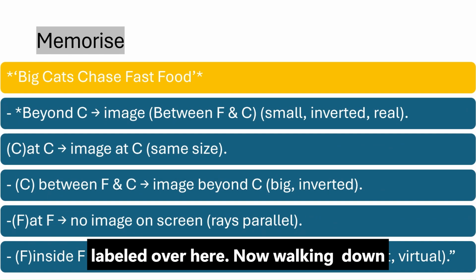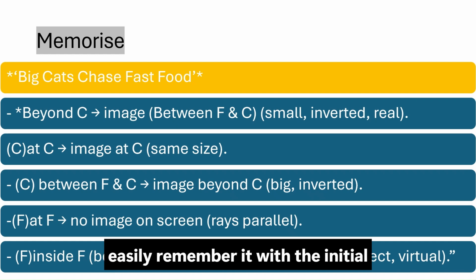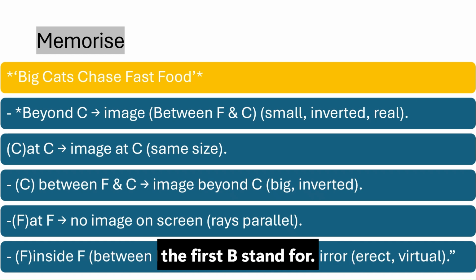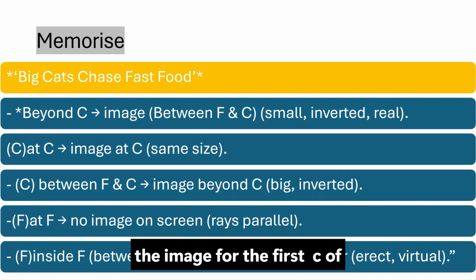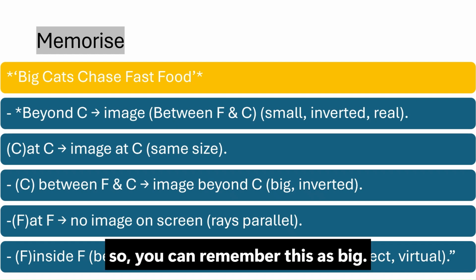Now, walking down memory lane, you can easily remember it with the initial letters B, C, C, F and F. The first B stands for beyond C, image between F and C. For the first C, object at C, and the image at C. The second C is between F and C. The first F is for at F. The other F is for inside F. So you can remember this as big cats chase fast food.